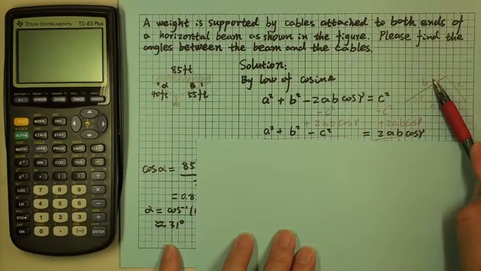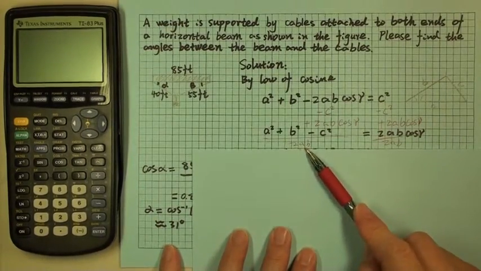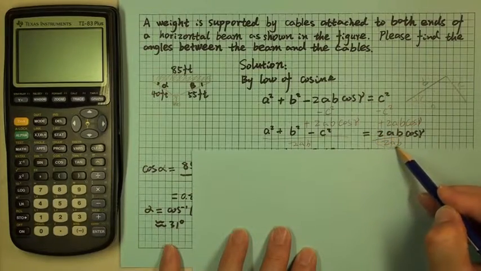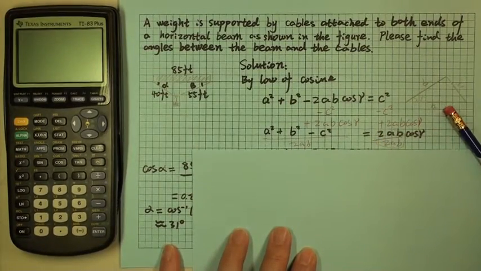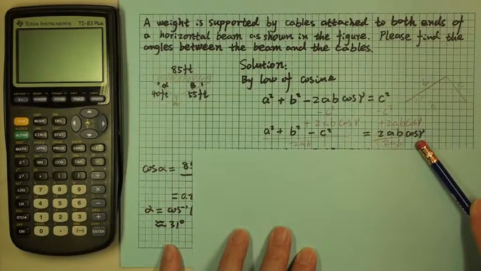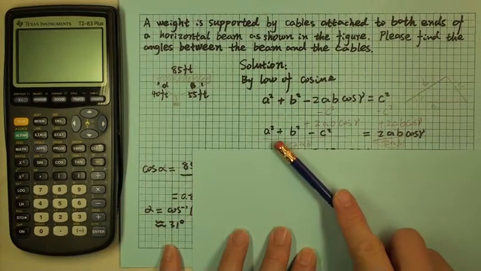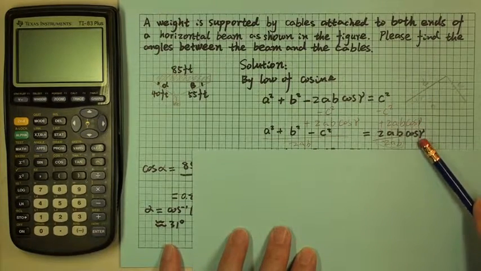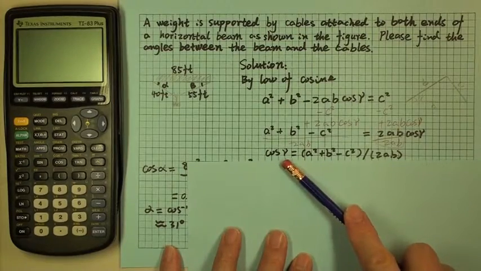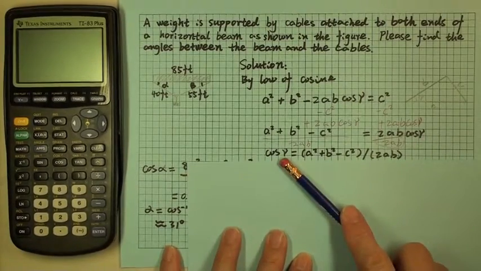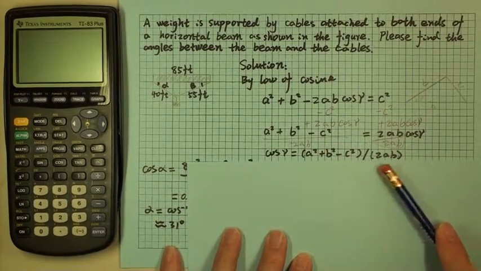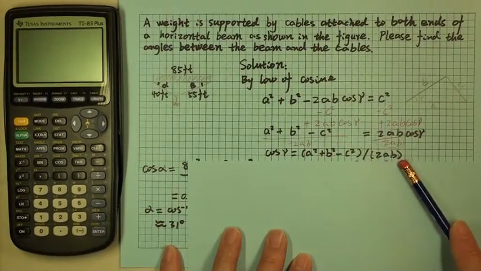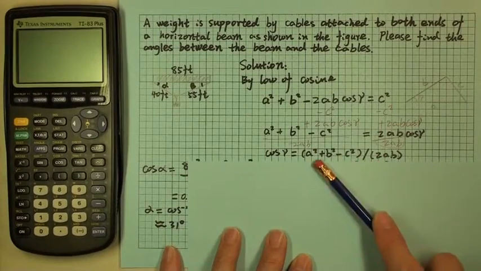Now if both sides are divided by 2ab, the 2ab upstairs and downstairs will cancel each other. Then the cosine gamma is on one side and (a squared plus b squared minus c squared) over 2ab on the other. So cosine gamma equals a squared plus b squared minus c squared, divided by 2ab. Don't forget the parentheses.